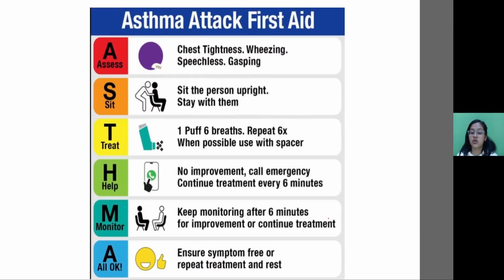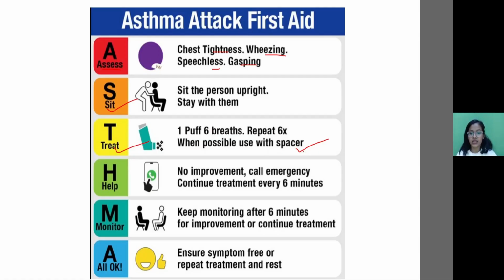And if the patient is known to be asthmatic and is suffering from an asthma attack, then there should be an inhaler present with the patient. Or if the inhaler is not present, you should go and find an inhaler and give it to the patient. What will you do if the patient is suffering from an asthma attack? First, you will assess if the patient has chest tightness, is wheezing, is speechless and gasping for air, right? Make sure the patient sits upright, stay with them, treat with 1 puff and 6 breaths, repeat 6 times when possible.